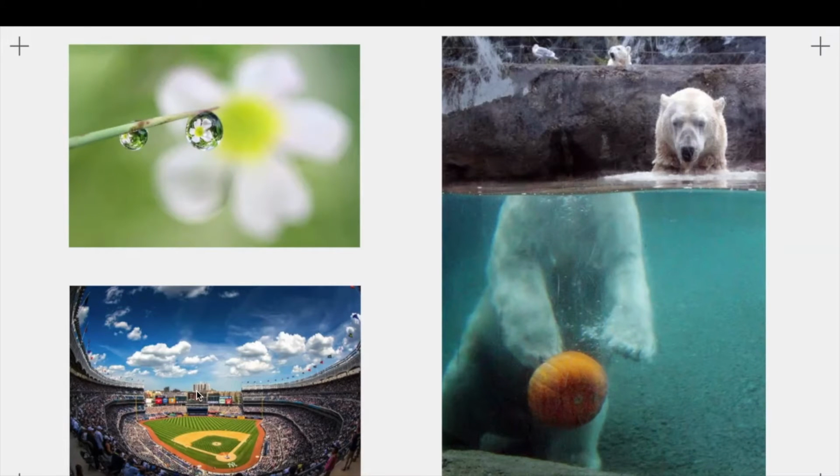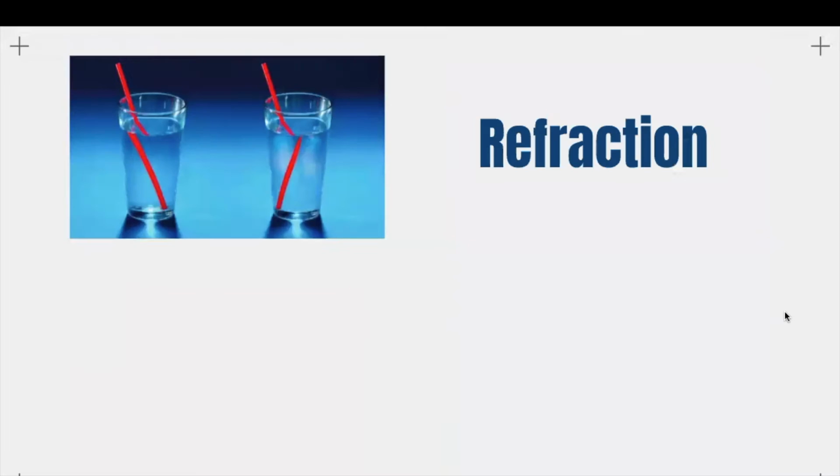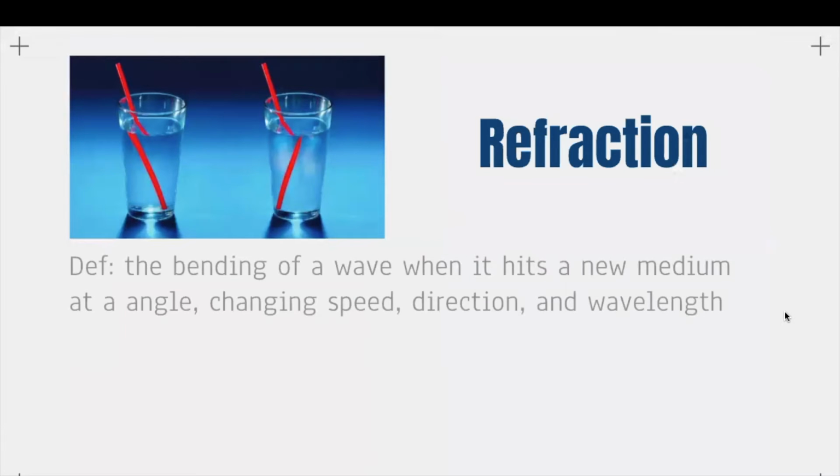Lenses are also good examples of refraction because they're made of a new material, and when light goes through them, they bend. So, new definition for you: refraction. Refraction is when light hits a new medium. Since it hits the medium at an angle, it changes speed, direction, and wavelength.